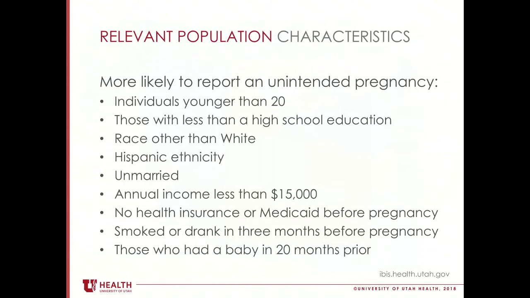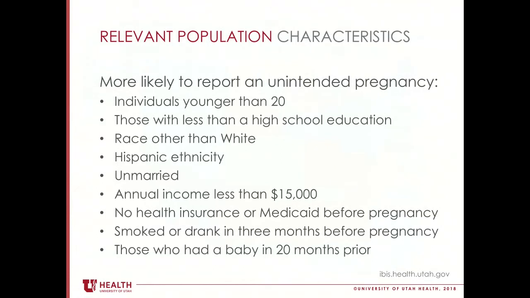In Utah, like in the U.S., certain groups are more likely to experience an unintended birth than others. These are individuals who are younger than 20, those with less than a high school education, people of color, those with Hispanic ethnicity, people who are unmarried, those with an annual income less than $15,000, people who don't have insurance or who have Medicaid prior to pregnancy, people who smoked or drank in the 3 months before pregnancy, and those who had a baby in the prior 20 months. We see statistical significance with unintended pregnancy in these populations.